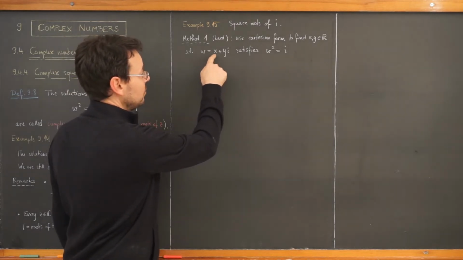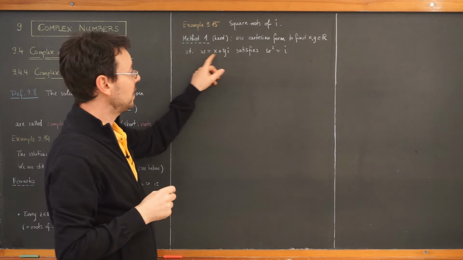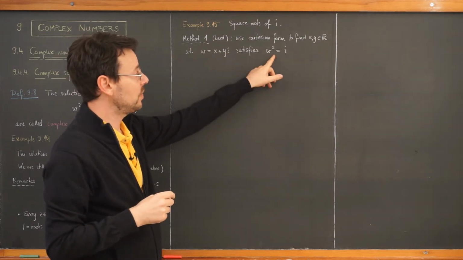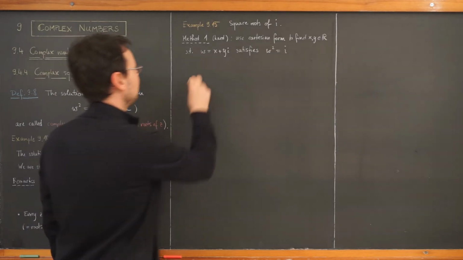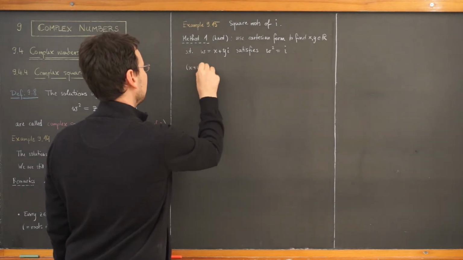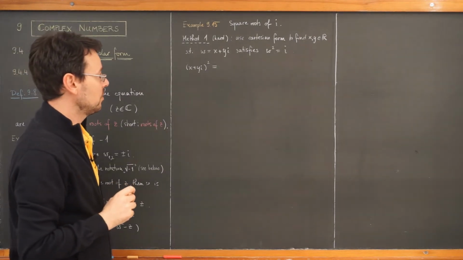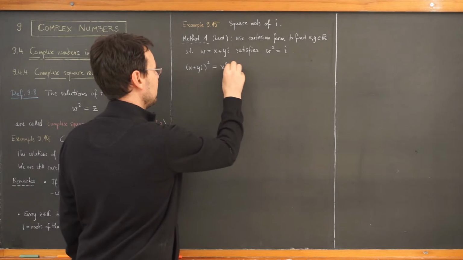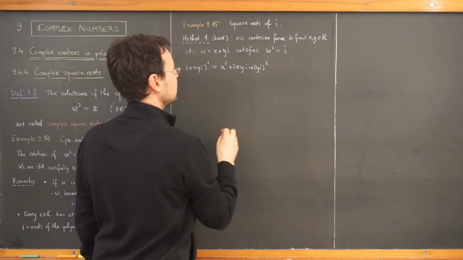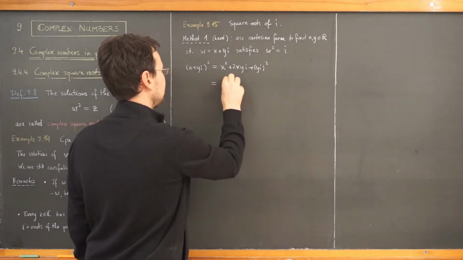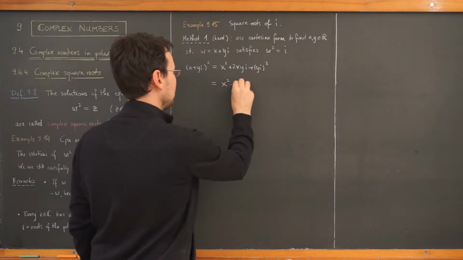So let w be x plus yi. Important as always, x and y are real numbers. And we want to find these x and y such that w squared is i, because then this is by definition a square root of i. So we expand this square using the binomial theorem. This is x squared plus 2xyi plus y squared i squared. This here is y squared times -1, because i squared is -1.